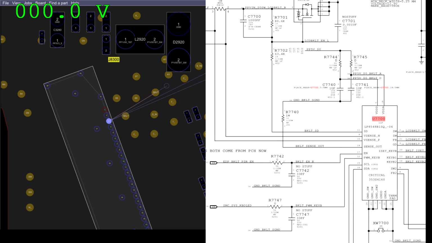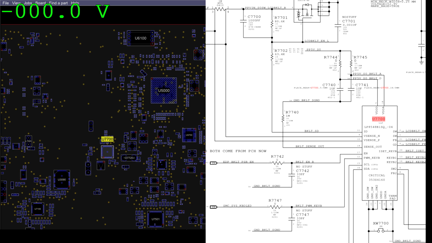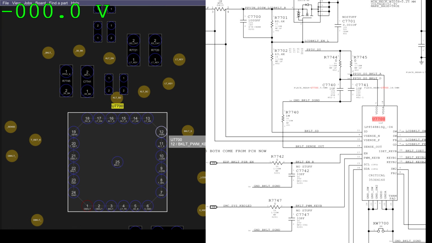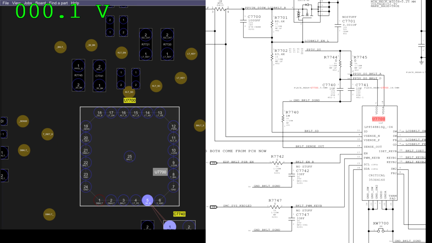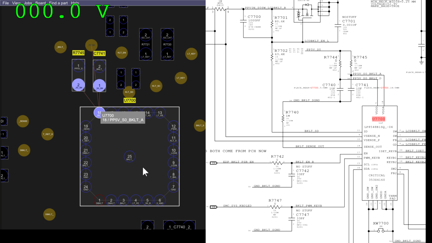Is U7700 receiving the power it needs to turn on? That's supposed to be on pins 5 and 18. So on pin 5, I should be getting 5 volts, which I am. And then on pin 18, so the chip is getting the power it needs to turn on.